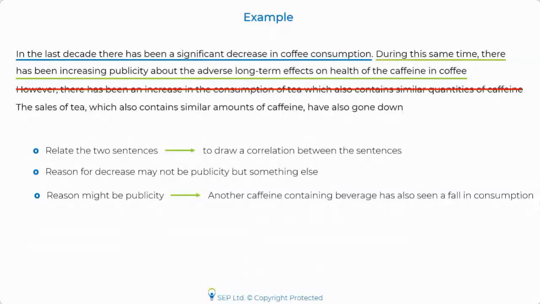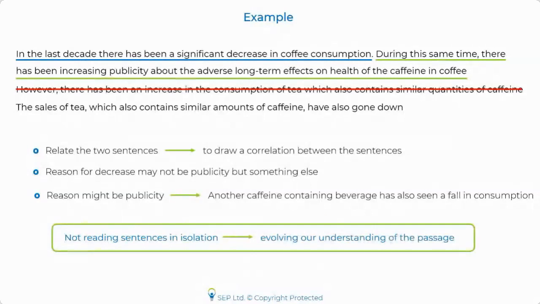So guys, this is a very simple example of how to relate back. You're not reading sentences in isolation. You are evolving your understanding of the passage, and with adding more and more sentences in the same context, you have to build why the author is saying something. So in this entire context, the author is trying to build a case for why there was a decrease in coffee consumption, or what was a reason or what was not a reason, and so on and so forth. Right? Is this clear, guys?